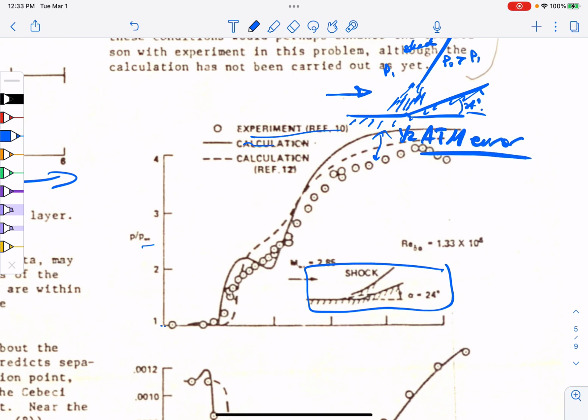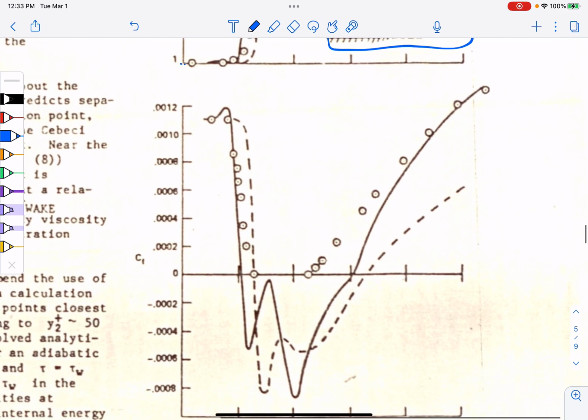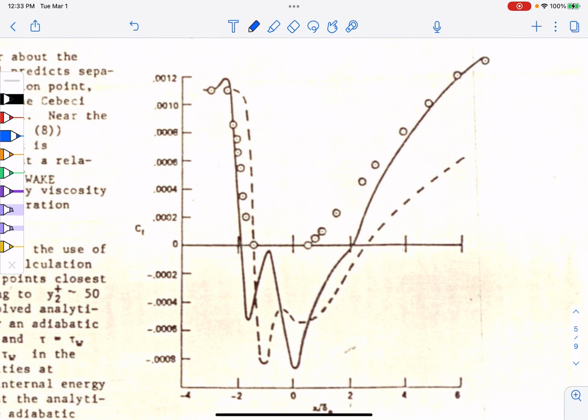That's 50 kilopascals. That's a huge error. And I wouldn't feel like it's an acceptable prediction if I was designing a vehicle. Let's look at another compression corner case. This is skin friction. Skin friction is very hard to predict. It contributes a large amount to drag and your drag coefficient, and post-shock compression corner, the error is very large. When you get downstream, it gets better.